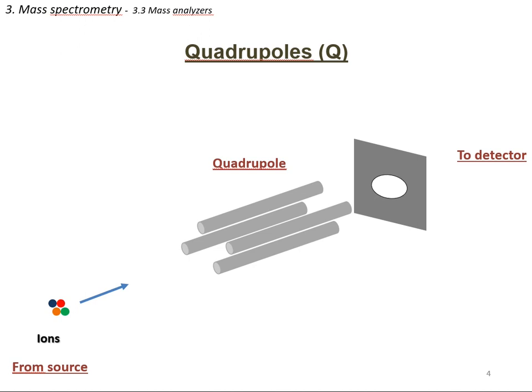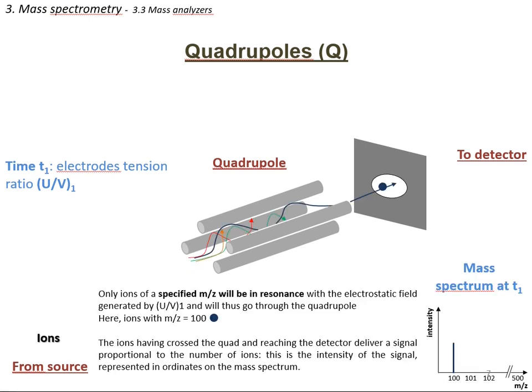So this is another representation. You have your quadrupole, a detector, and the ions coming continuously from the source. At time t1, there is a particular set of tensions in the electrodes, which is U over V. I won't get into too many details there. It's a radio frequency signal. Anyway, the pack of ions enters the tube of the quadrupole, and only some of them will make it to the end, while the others will be lost on the quadrupole itself.